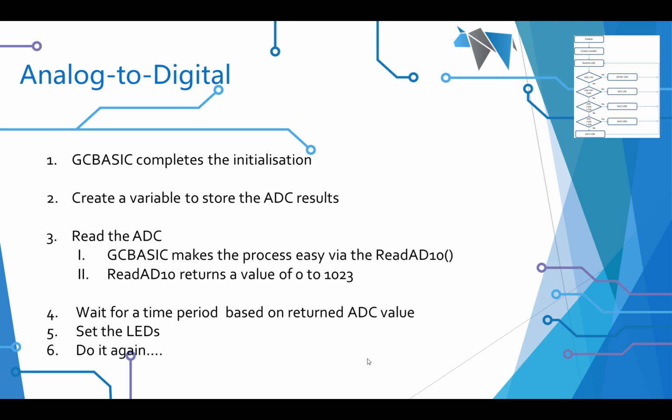We're going to create a variable to store the ADC, read the ADC, and we're going to use a 10-bit read, ReadAD10, and that's returning a value of 0 to 1023. Then we're going to set the time period based upon the value returned in the ADC variable, and set the LEDs and do it all again. The problem is, of course, that you might get a 0 value back, but we'll address that in a moment.